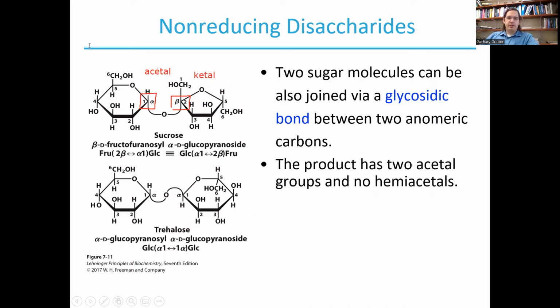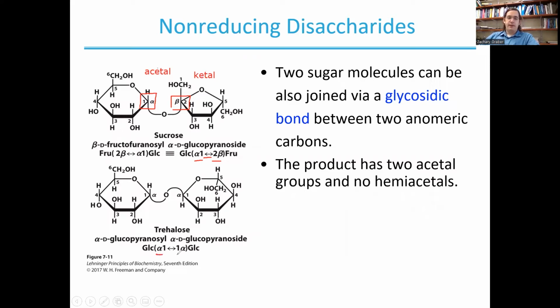So in this case, we have to change our naming to include alpha 1 and beta 2 to indicate the anomers of both of these anomeric carbons. You'll also notice that our arrow here is double-headed. Normally, the arrow is going from the anomeric carbon to the hydroxyl group, but in this case, they are both anomeric carbons. Here's another possibility down here in our trehalose disaccharide.